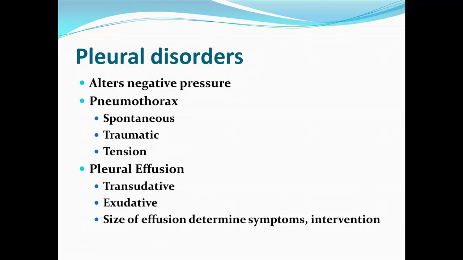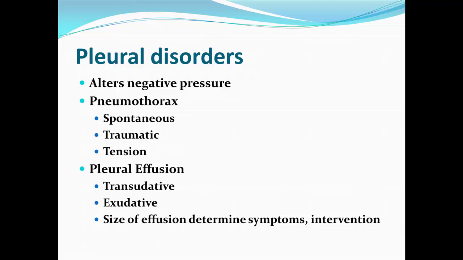Again, these happen at absolutely all ages, whether a neonate, a premature neonate, a term neonate, a child, or an adult of any age. A pneumothorax is air in the pleural space, and these can be spontaneous, traumatic, or even there's something called a tension pneumothorax, which you've probably heard of.